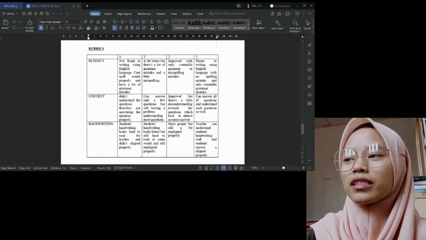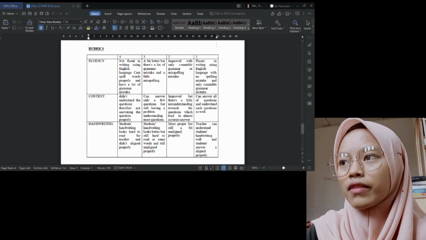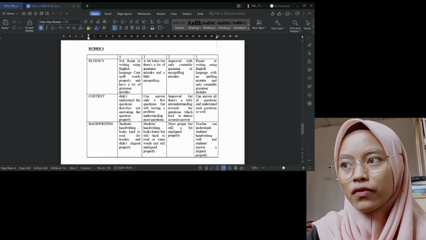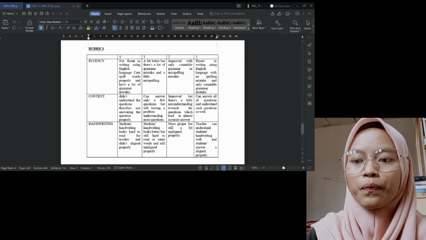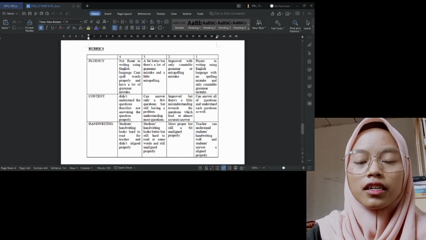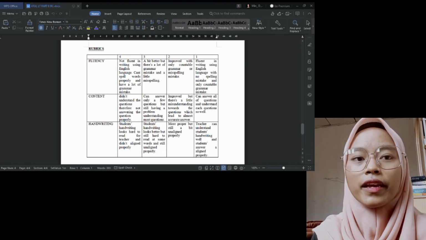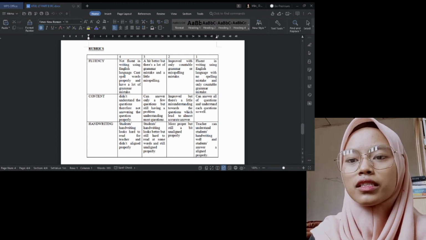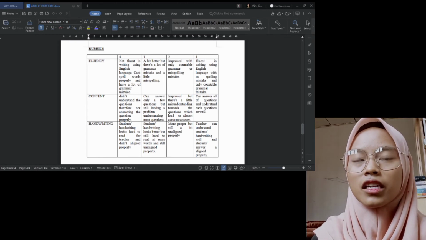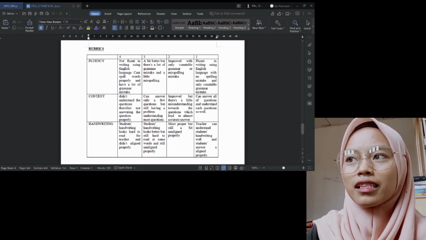And the last one is handwriting. Starting from the lowest, which is number 4, students' handwriting looks so hard to read for the teacher and didn't align properly, which means in each question there's a space for students to answer each question, which is the line. And if students didn't answer the question according to the line, then they will lose.